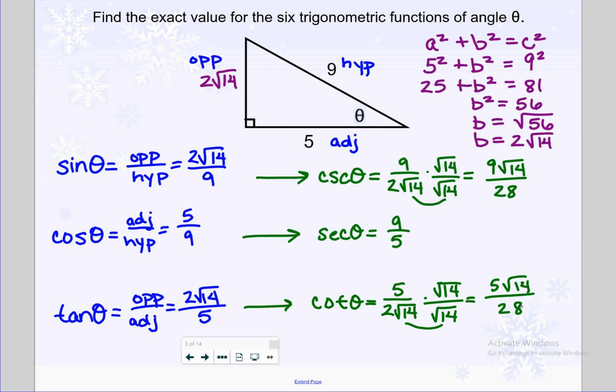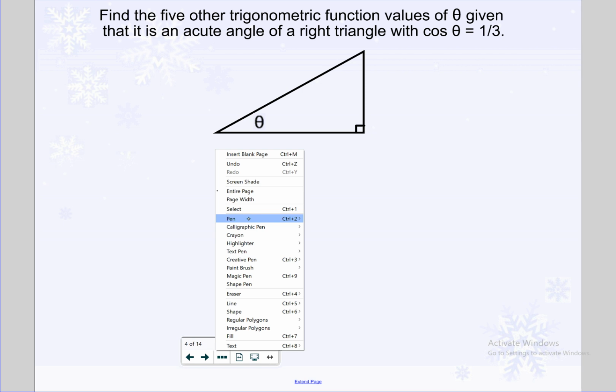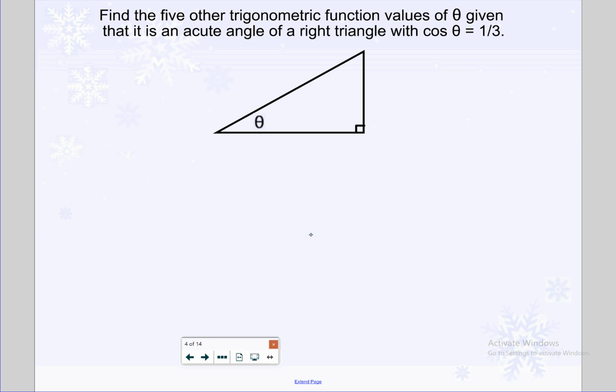All right, so the next problem is for you guys to try, but I'm going to get you started on it. This time, no sides are labeled, but it gives us a little information. It says cosine of theta is 1/3. And this picture, guys, I don't even really need to give you this picture. This is just an arbitrary right triangle. Any right triangle picture would do for this.